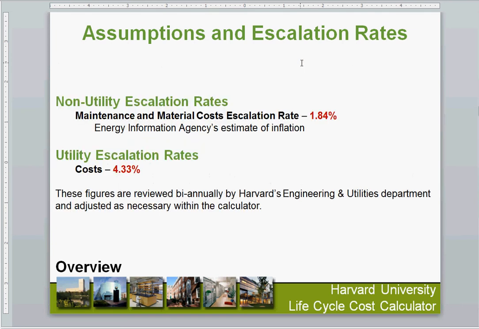So as I just mentioned, our maintenance and materials cost escalation rate is about 1.84%. That's from the Energy Information Agency's estimation of inflation. Currently, our engineering and utilities department has our escalation rates for utilities at roughly 4.33% per year. And again, this is over 20 years, so this is looking long term.